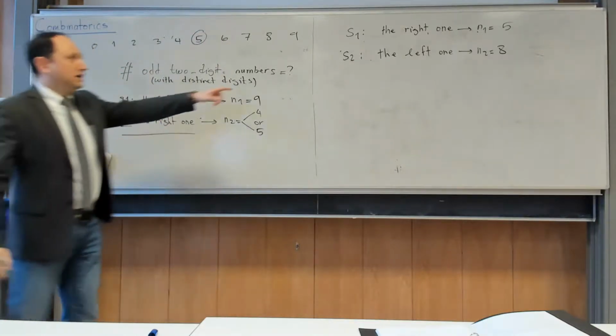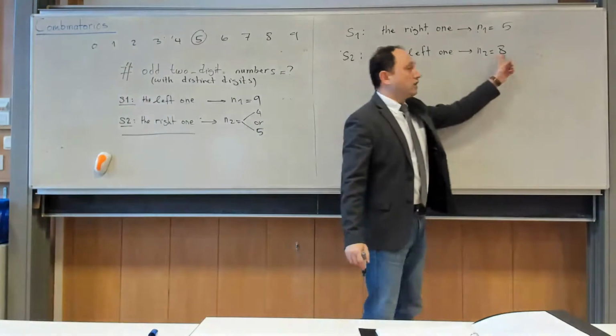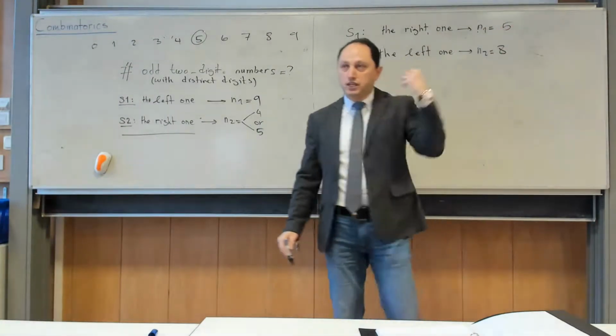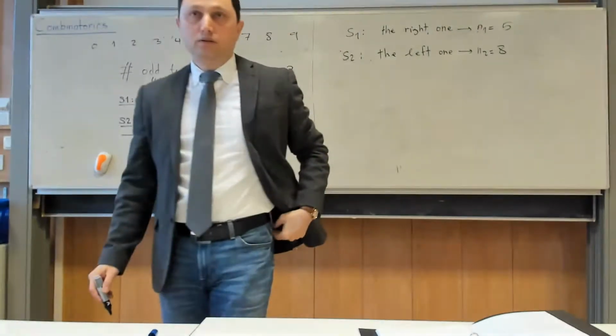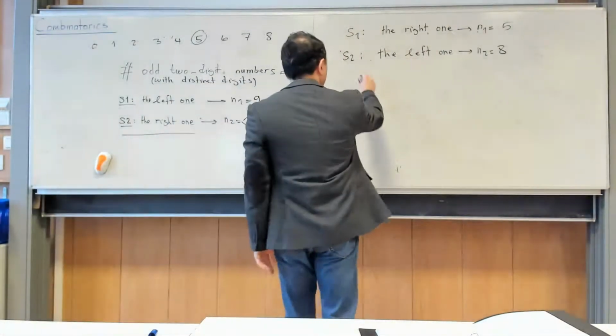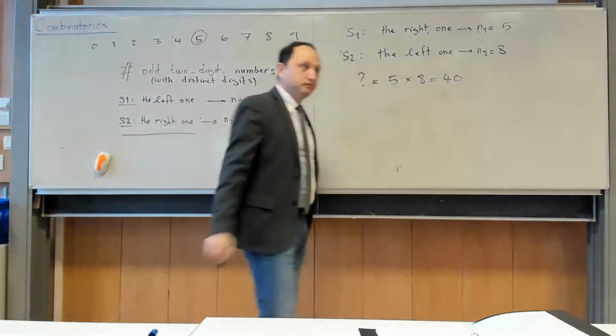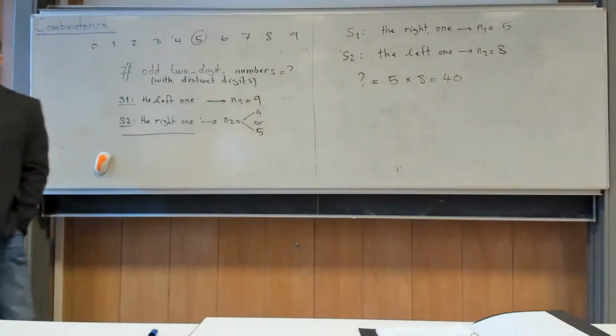You see, it seems that the number that I am writing here is independent of how I have done the first stage. So you see, is the product rule applicable? Yes. So what is the answer finally? 5 times 8 is 40. Yes. So do you understand what's going on?